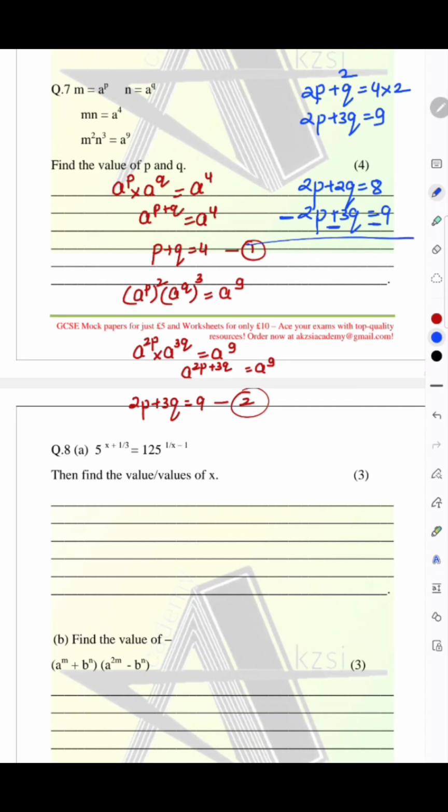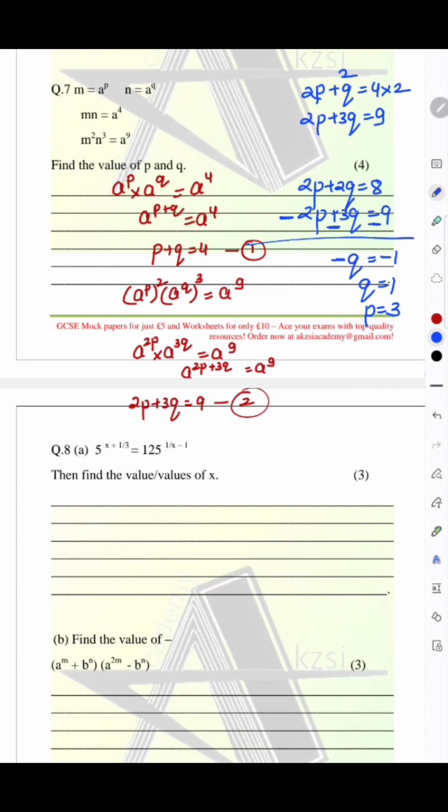I have already discussed in my part 2, in which I discussed the 10 questions on simultaneous equations, when to subtract and when to add the equations. 2p minus 2p is 0, 2q minus 3q is negative q, and this is negative 1, so q is 1. Put it in either of the equations. Let me put it here. I can directly say p is 3.